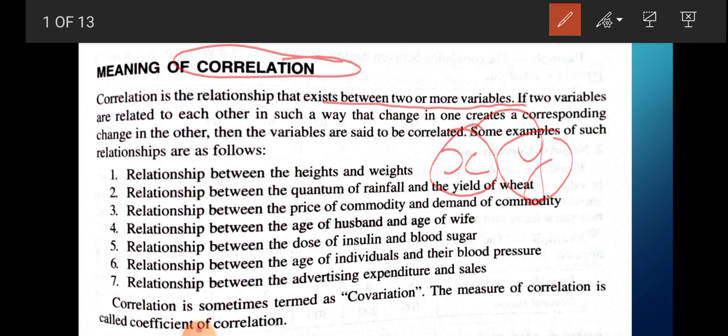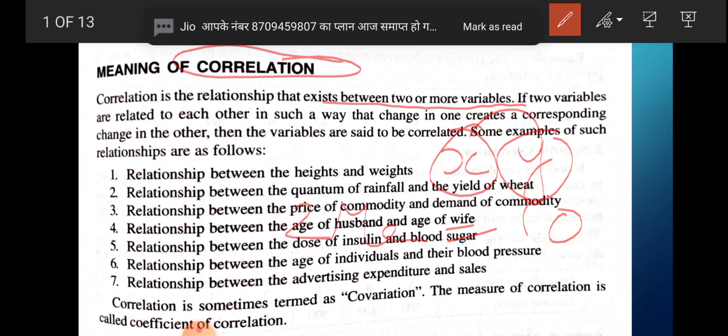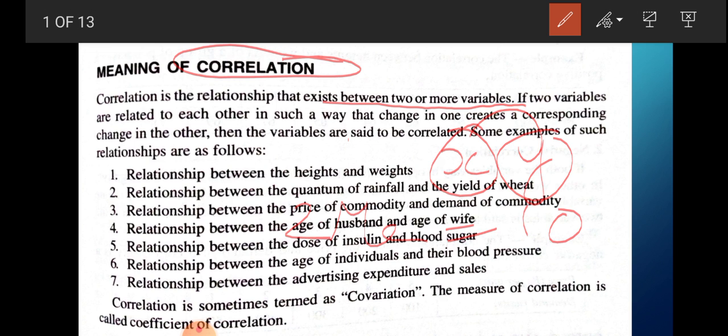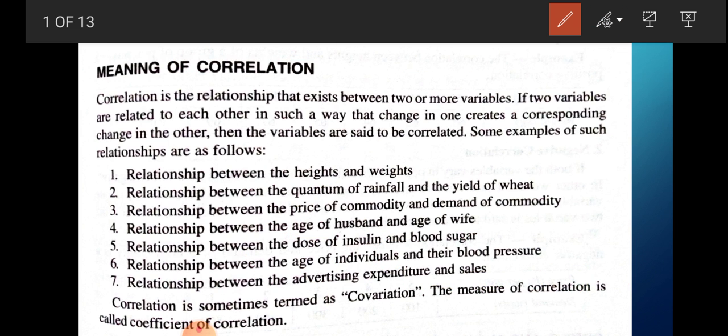x and y. For example, suppose two mangoes cost 10 rupees, then what will be the cost of 4 mangoes? Then it will be 20 rupees. So with a change in quantity there is a change in price. So these two variables are related to each other, meaning quantity and price are related to each other. So this is the correlation.